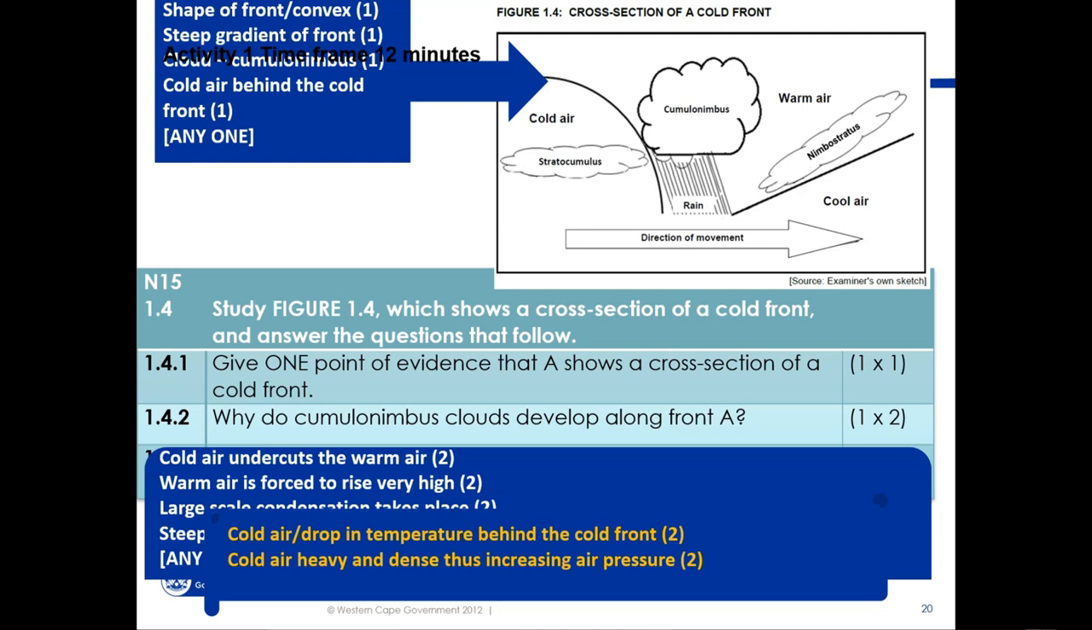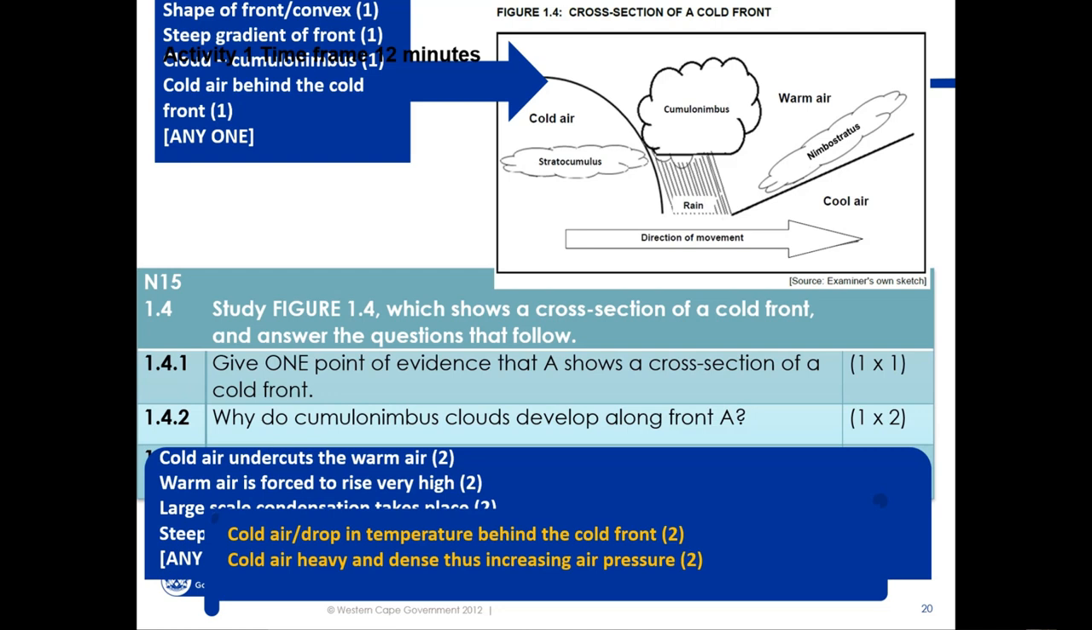The third one that shows me that there is a cold front, look at the clouds, and I said to you there is the cumulonimbus clouds also there, and then also very, very important is look at the air behind the cold front. There it is, and on the screen you will see the answers. So please take all of them down. As I said to you, in this particular case, it's only 1 times 1, but sometimes that same question can count 2 times 1. So don't just always write down one. Make sure that you have got a backup.